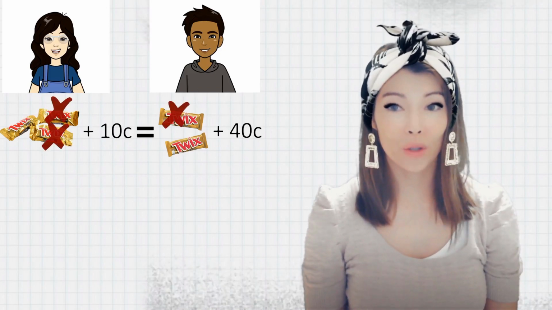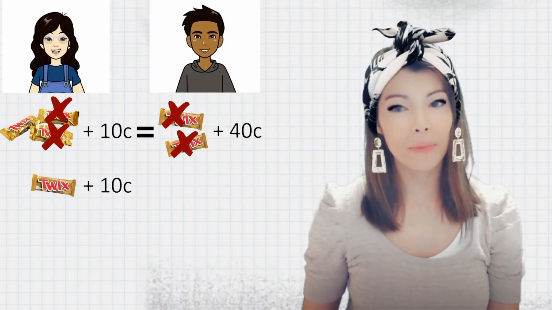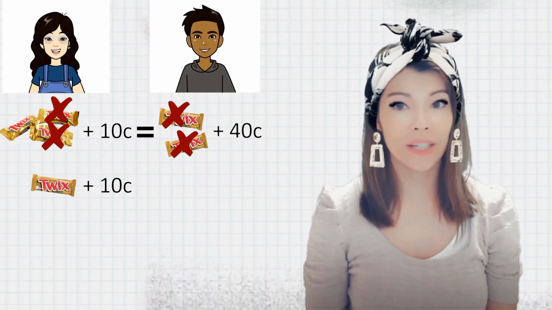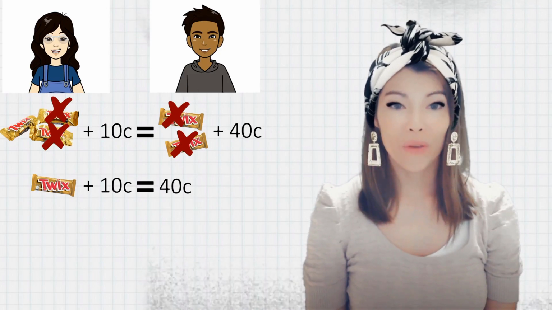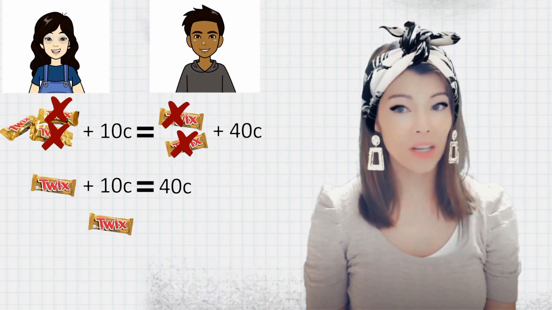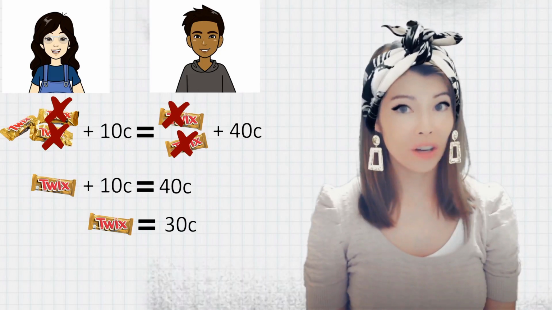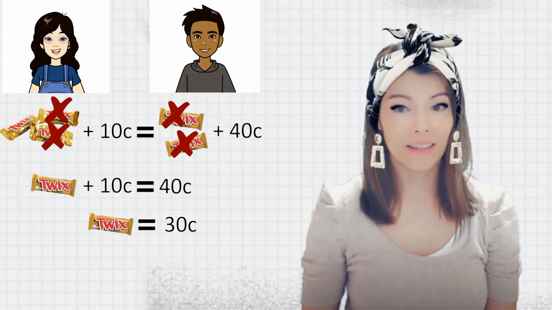We can get rid of 2 chocolate bars from both of them, and now we know that that 1 chocolate bar and the 10 cents from Mia is equal to the 40 cents that Zap has. What can we do next? We can take away 10 cents from each of them, and now we have 1 chocolate bar is equal to 30 cents.